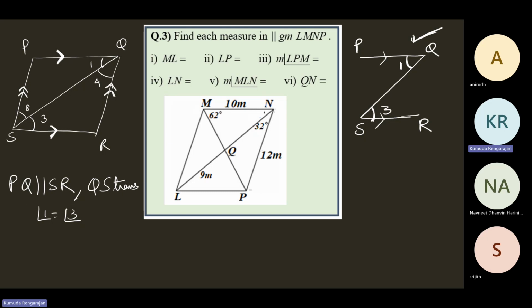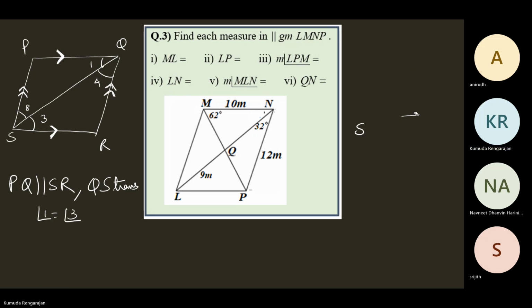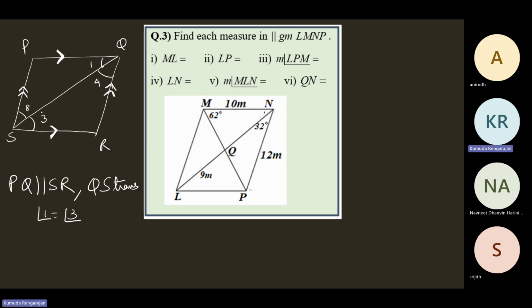So PQ parallel to SR, QS is a transversal. Angle 1 is equal to angle 3. Alternate interior angles are equal. Okay. Now with the same transversal, you should take a different set of parallel lines. Now with the same transversal, take the other two parallel lines.